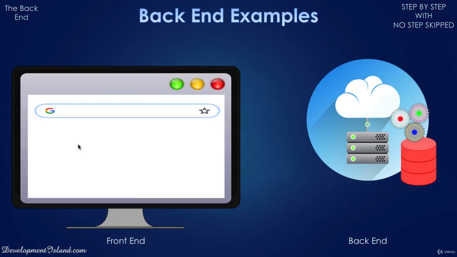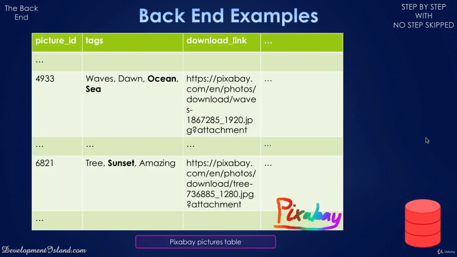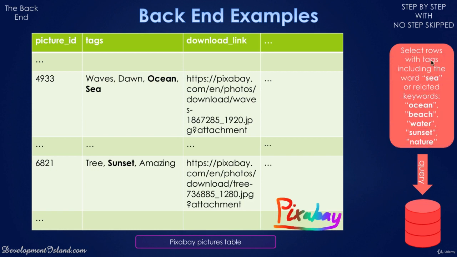At the front end, the browser will send a request using the URL, which is going to be received by the app. Then the app is going to break down this request and get the keyword from the URL, and then it's going to communicate with the database through a query. The query here is going to be selecting all the rows with tags including the word sea. By the way, it looks also for related keywords like ocean, beach, water, sunset, and nature.